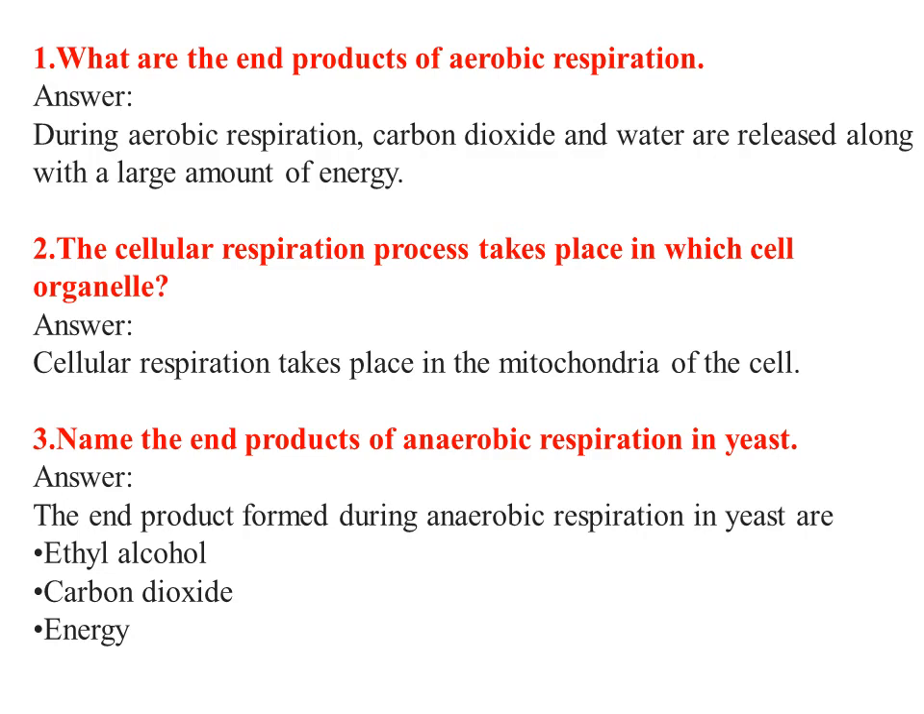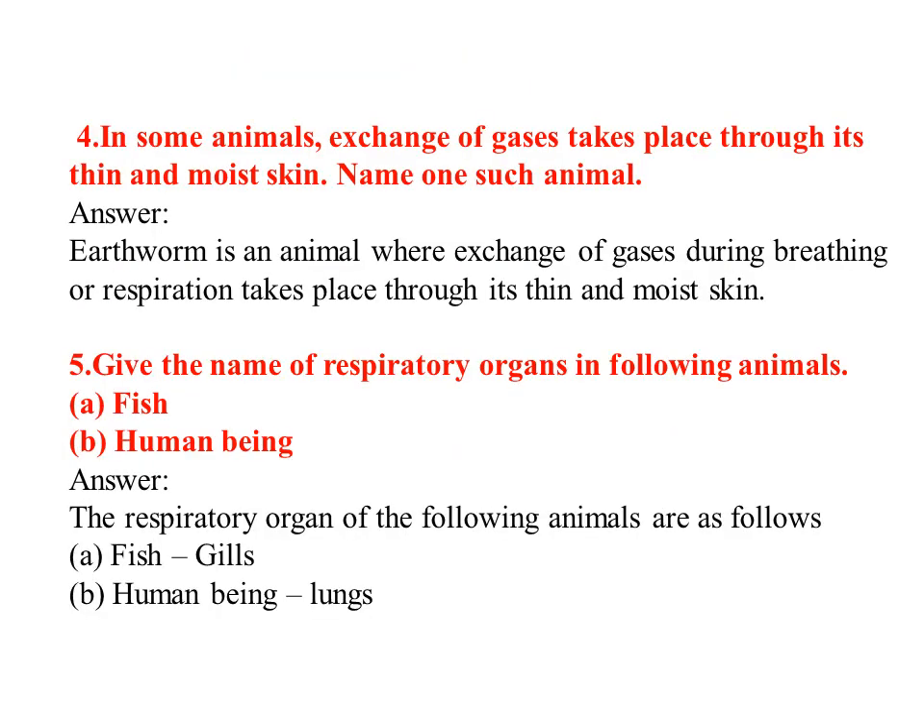Question 3: name the end products of anaerobic respiration in yeast. As you know, in yeast, anaerobic respiration takes place in the absence of oxygen. So the end products formed during anaerobic respiration in yeast are ethyl alcohol, carbon dioxide and energy. Next, in some animals, exchange of gases takes place through thin and moist skin. Name such an animal. This is the earthworm, where gas exchange during respiration takes place through the skin, as its skin is very slimy and moist.